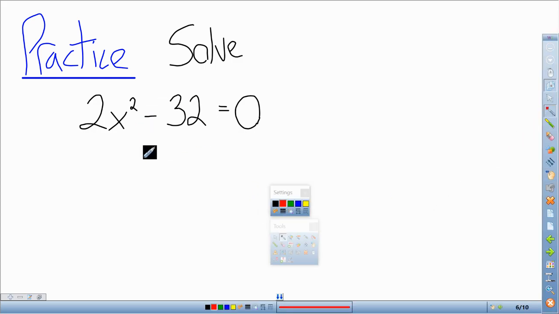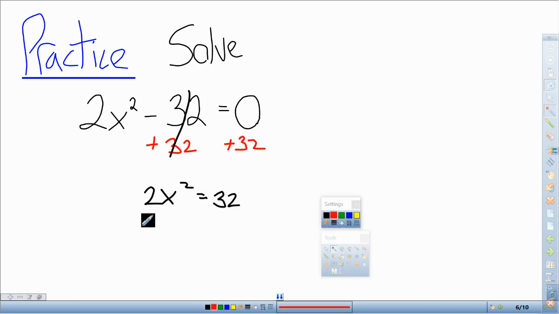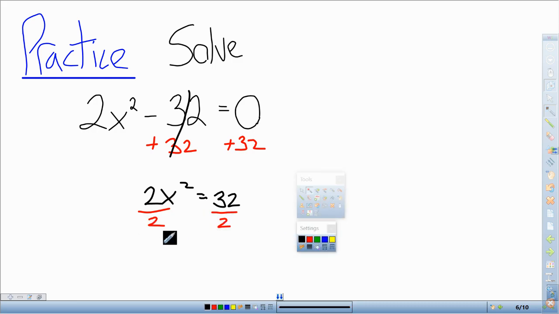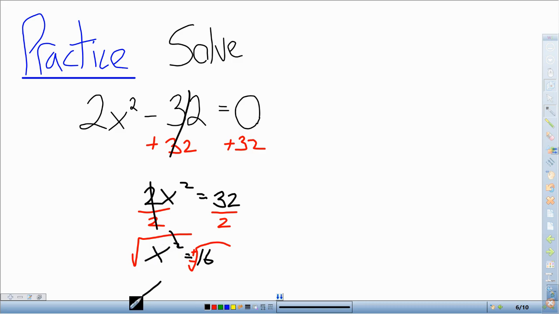So on this one, I'm going to solve for x by first getting rid of minus 32 by adding 32. I have 2x squared on the left, and on the right, I have 32. Divide both sides by 2, and I'm getting x squared equals 16. Now I can undo the squaring by square rooting both sides. Don't forget the plus or minus in front of that radical, because the square root of 16 isn't just positive 4, it's also negative 4, since negative 4 times negative 4 would give us positive 16. So it's plus or minus 4.